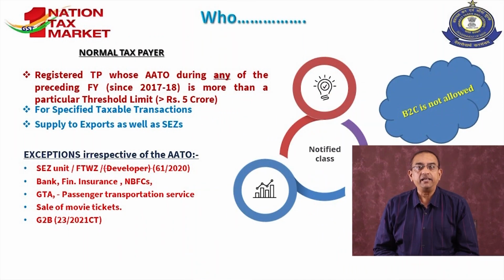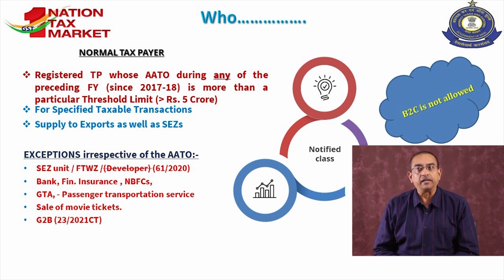The next question that requires to be answered is, who is mandated to issue an e-invoice? Any registered taxpayer whose annual aggregate turnover in any of the preceding financial years has exceeded 5 crore rupees, he will have to generate an e-invoice. This e-invoice generation is specific for certain taxable transactions, that is from one registered person to another registered person. If the transaction is between one registered person and an unregistered person, e-invoice is not required to be generated.